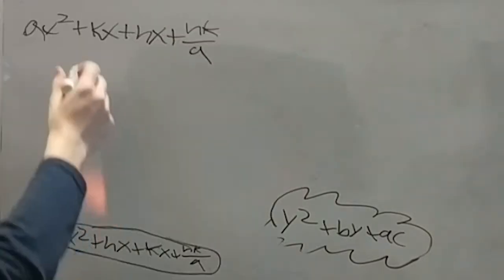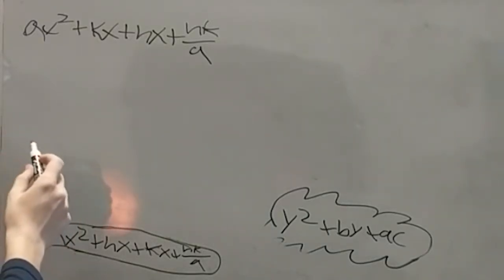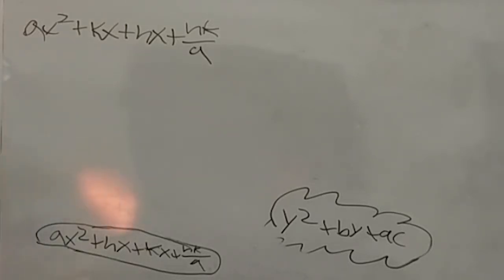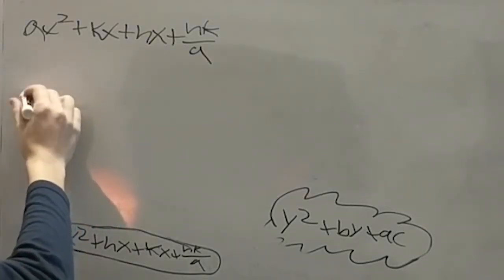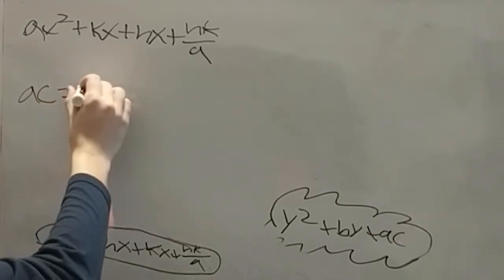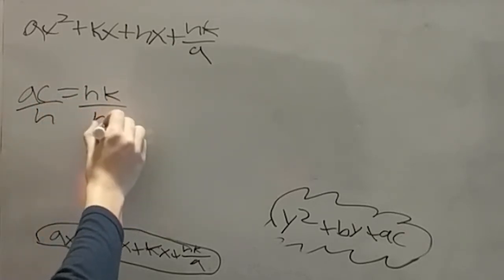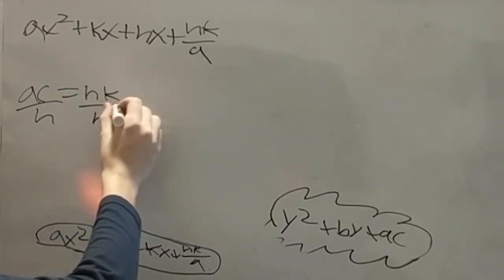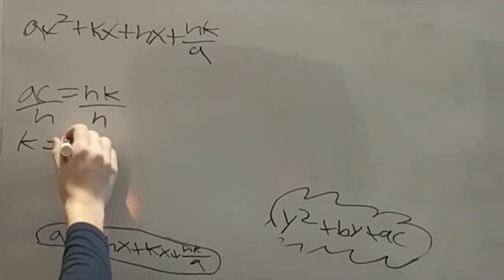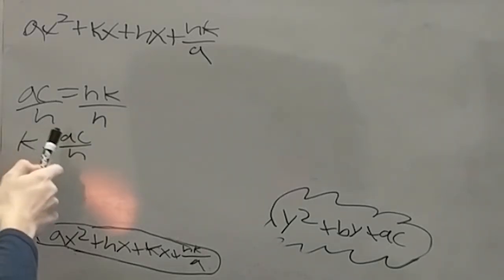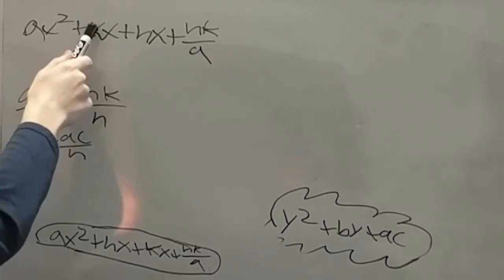This is just our standard form trinomial, just with the first degree term split up. Okay, so now that we have this, let's try to factor it. We are going to change this k coefficient right here so that it is something a bit easier to work with. To do that, we are going to take our equation from earlier, ac equals hk, and solve for k, which leaves us with k equals ac over h. So now we're going to substitute ac over h for k right here.